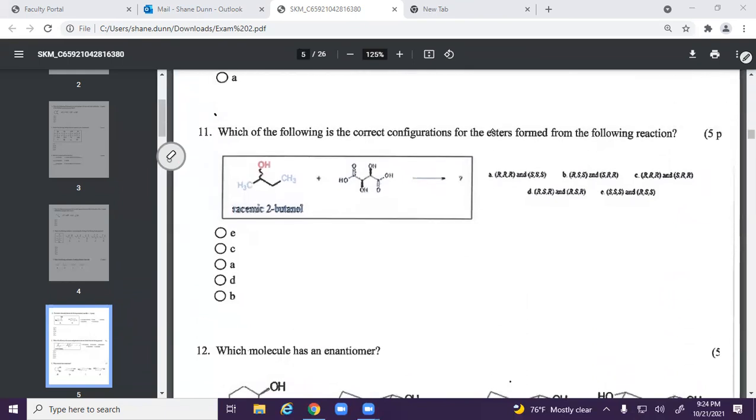Number 11, I honestly have no idea. So we're going to skip it. I don't know. Triple R and triple S? We're adding these two molecules. I don't know how to do it, so we're not going to do it. Wait, what are we doing right now? Are we doing a review? This is a practice exam. Oh, I see. Racemic means it can be either dashed or wedged.